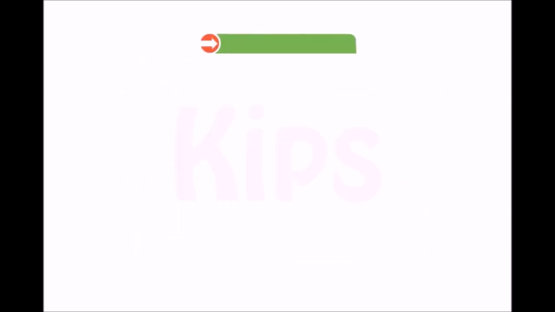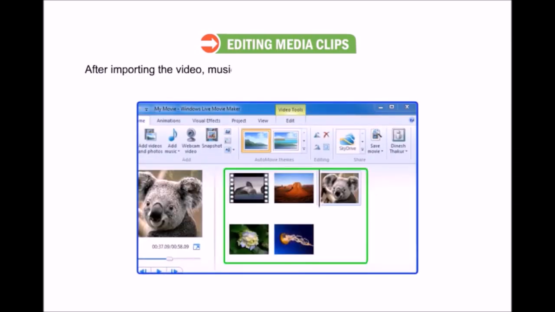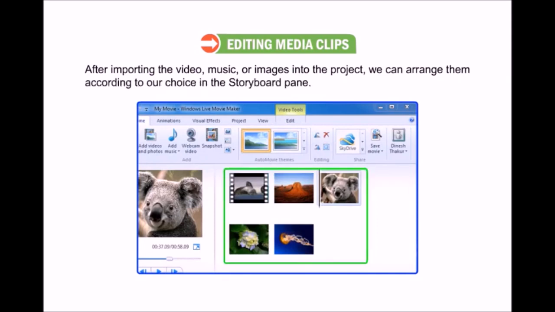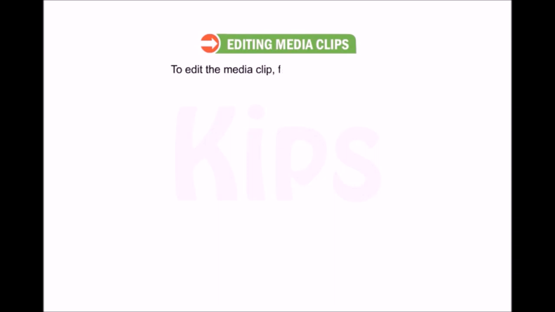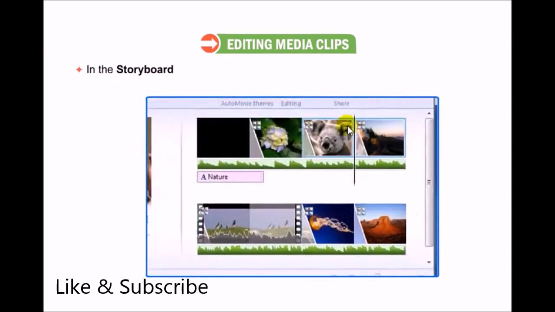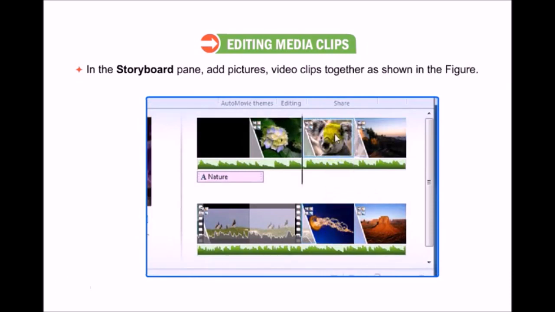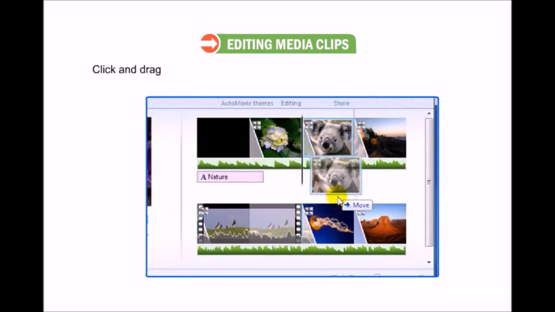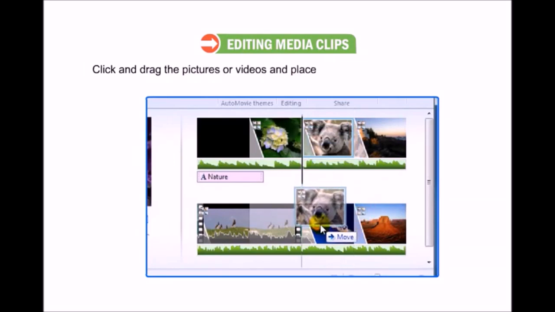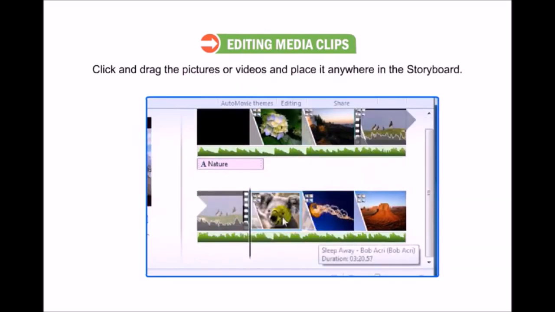Now let us talk about editing media clips. After importing the video, music or images into the project, we can arrange them according to our choice in the Storyboard pane. To edit the media clip, follow the given steps. In the Storyboard pane, add pictures and video clips together as shown in the figure. Click and drag the pictures or videos and place them anywhere in the storyboard.